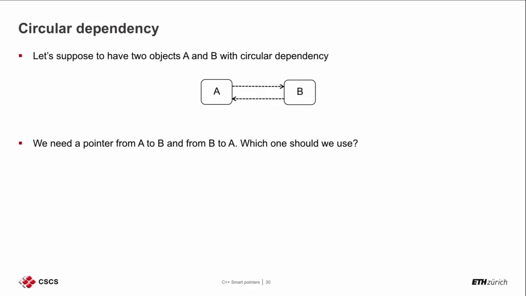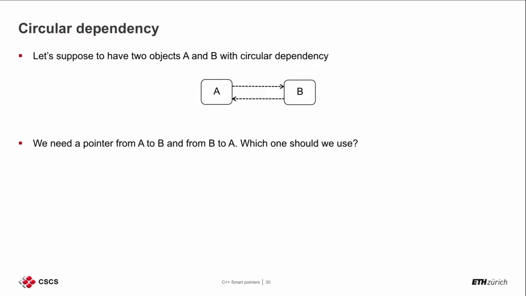The first one is the one of a circular dependency. Let's suppose that you have these two objects, A and B, and in a data structure, you need to keep a reference from A to B and from B to A. You can do that using a pointer. The thing is, which pointer can we use to make this circular dependency?